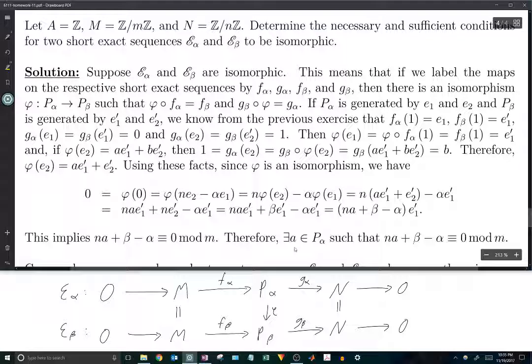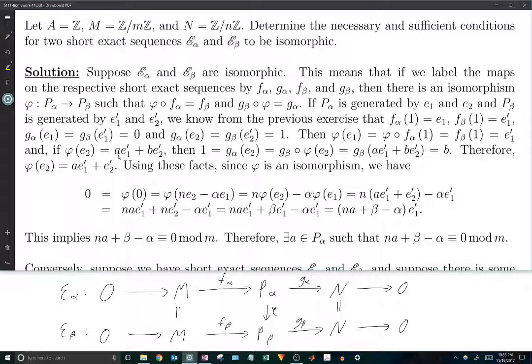Therefore, there is some element a in... Okay, so I guess, well, is it in PA? Well, we're writing this element, so it really should be an integer. It should be in Z.